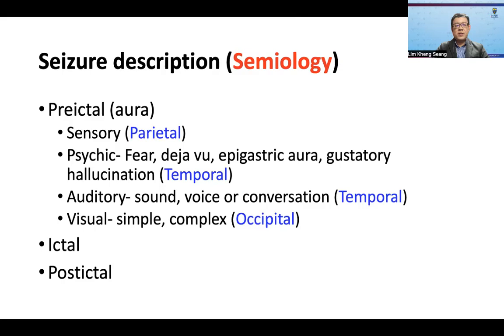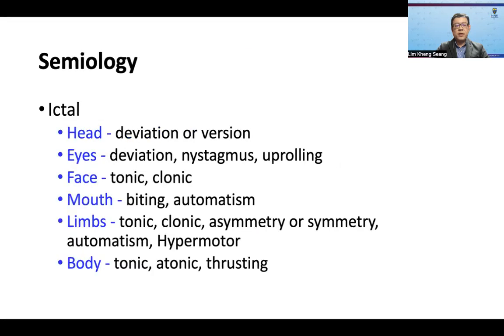Gustatory aura is an abnormal taste that is experienced by the patients. In terms of ictal motor phenomena, we should ask the witness about what happened to the head, eyes, face, mouth, limbs, and body. Head version is a very unique feature whereby the head is forcefully turned at least more than 45 degrees and sustained, rather than just looking or head turning to the left and right side, which is called deviation.